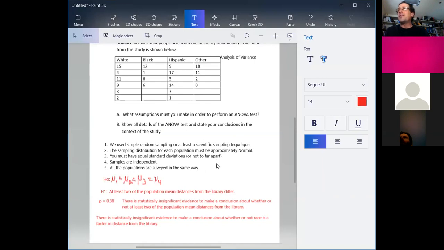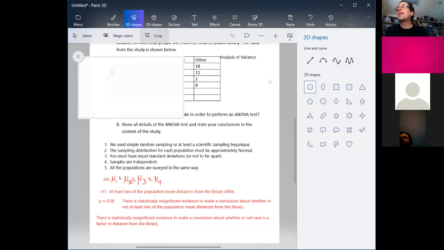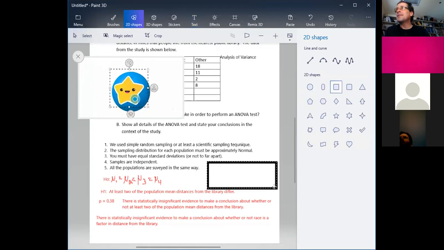So the secret word, let me find. I haven't done this before, but I bet I can make it happen. There we go.